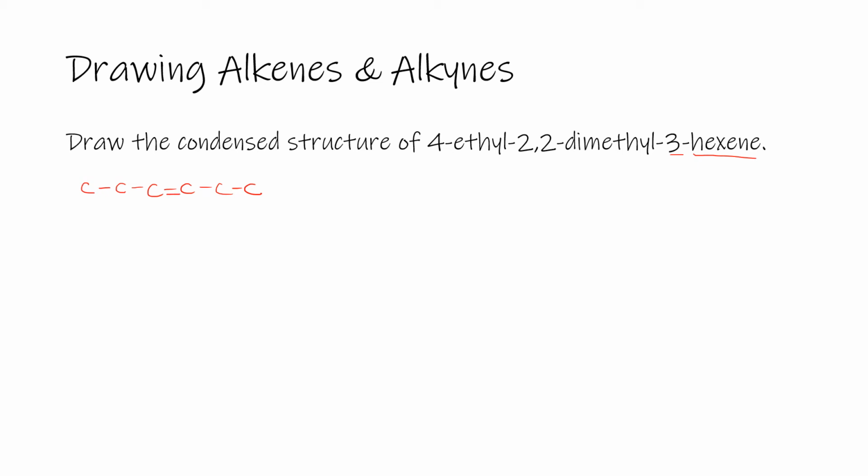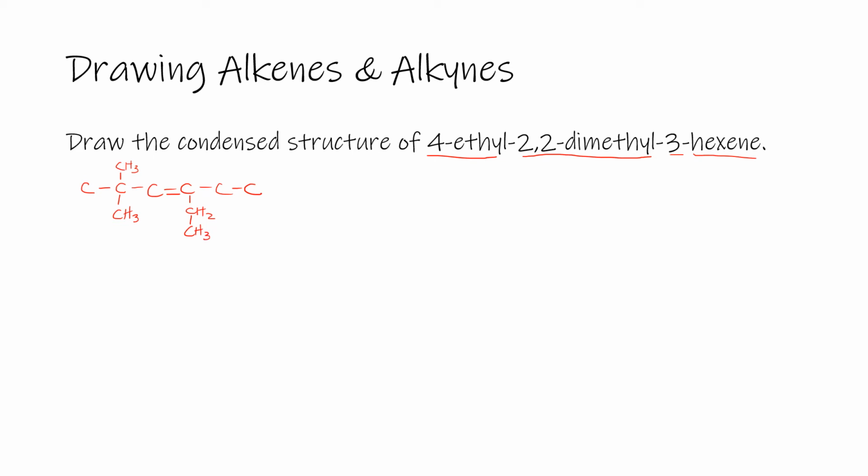Now I'm going to work my way back, and the next thing is a 2,2-dimethyl. So that means that off of the second carbon, I have 2 methyl groups. So I'm going to draw one on top and one on bottom. That's my 2,2-dimethyl. And the last one is a 4-ethyl. An ethyl group is a 2-carbon chain, and it's going to be off of the 4th carbon. So I'm going to write that here, CH2, CH3.